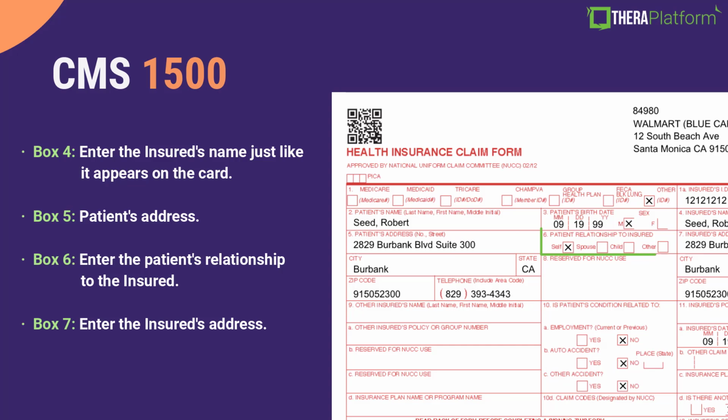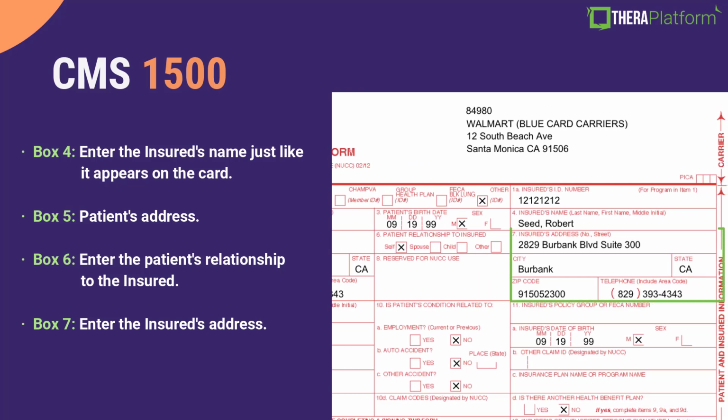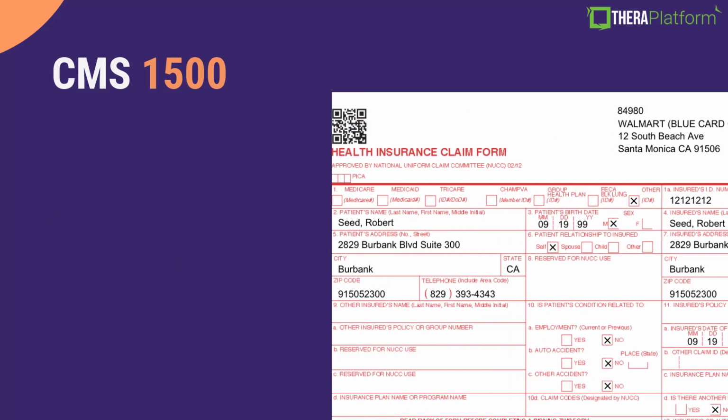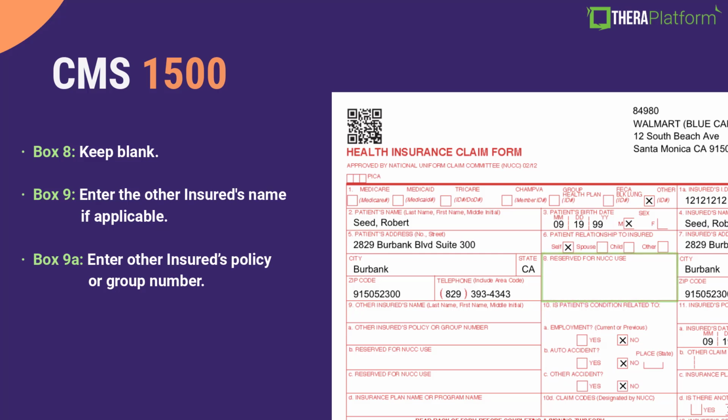Box 6, here is where you enter the patient's relationship to the insured. For example, if the patient is the actual insured, mark self. If the patient has insurance under their spouse, mark spouse. If a child, mark child, etc. Under box 7, enter the insured's address. Box 8, you keep it blank. And box 9, if you marked 11D as yes for secondary insurance, you need to enter information under the 9 boxes.